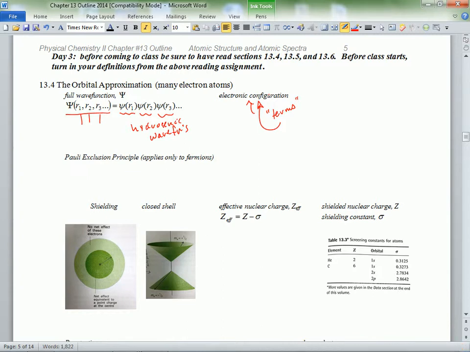The Pauli exclusion principle only applies to fermions. What's an electron? Is an electron a fermion? Yeah, an electron's a fermion. Photons are, starts with the B, bosons, yeah. So that's neither here nor there, but okay.